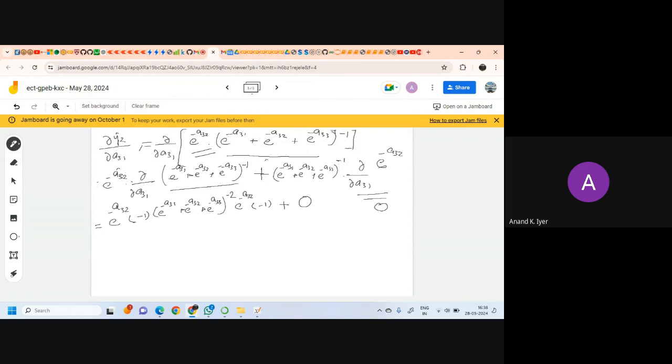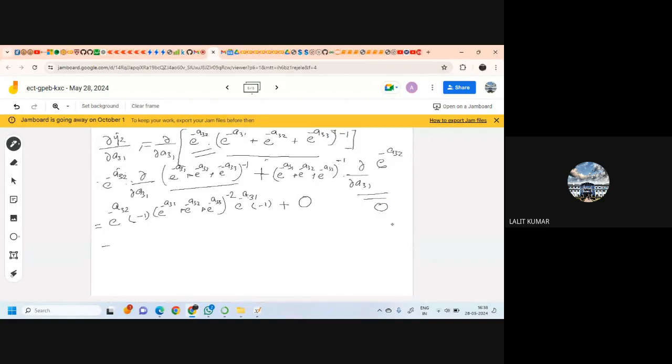So, just 1 second. e to the power of minus a31 into minus 1 minus 2. Okay, I have committed one mistake here. Here it will come a31. Yeah, that's what I was thinking. Sometimes when you write so elaborately, small mistakes will come, and then I just hung up on these small problems. So the second part becomes 0, it is clear.